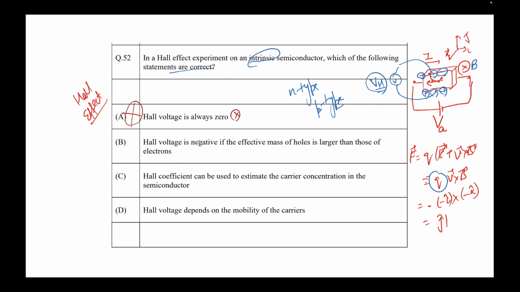Second, the Hall voltage is negative if the effective mass of holes is larger than that of electrons. It depends on charge also, correct. Here n equals p since it's intrinsic, so the number of holes and electrons is the same. If an electron is traveling here, a hole is traveling here also. Remember that. So q will be the same for both, and B is the same for both. Let's compare an electron and a hole.